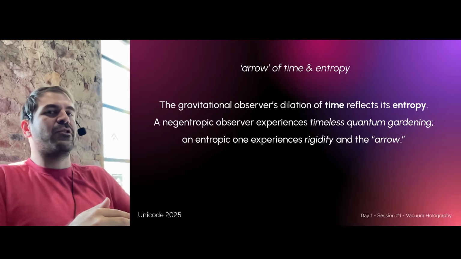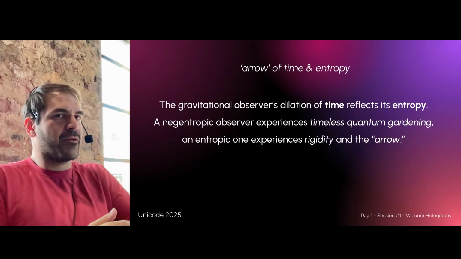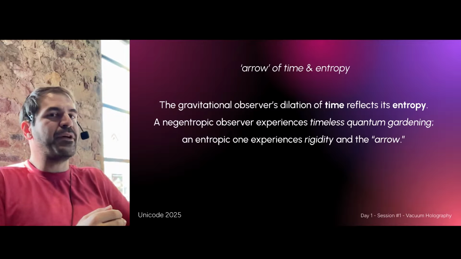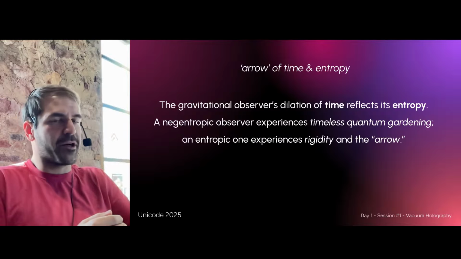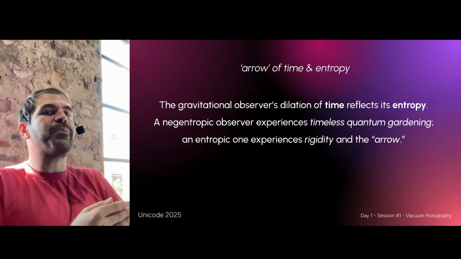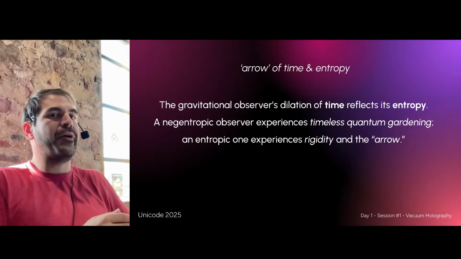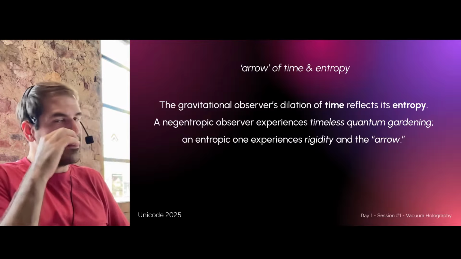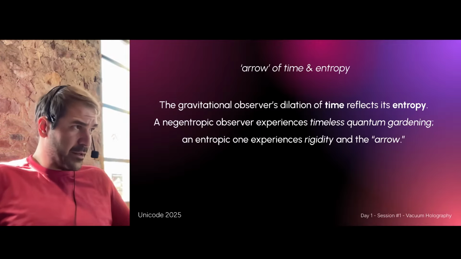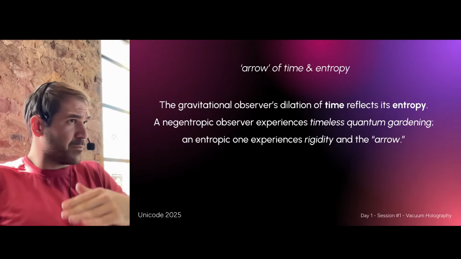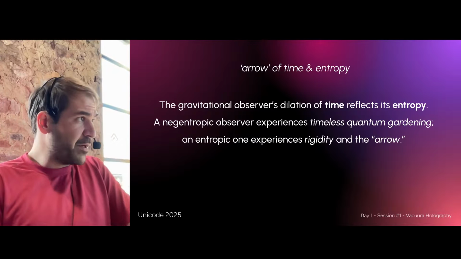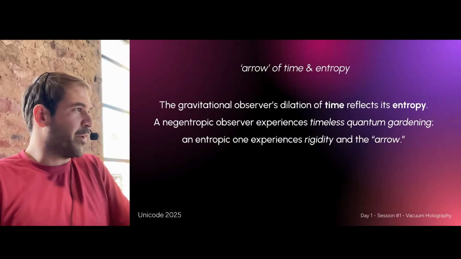Because the gravitational observer's dilation of time reflects its entropy, and a negentropic observer experiences timeless quantum gardening, which we will get to in the next session. An entropic observer experiences rigidity in the arrow. So meaning, the reason why the coffee mug never goes in reverse when it breaks off of the table is because you've rendered an experience, which is the coffee mug breaking from the table.